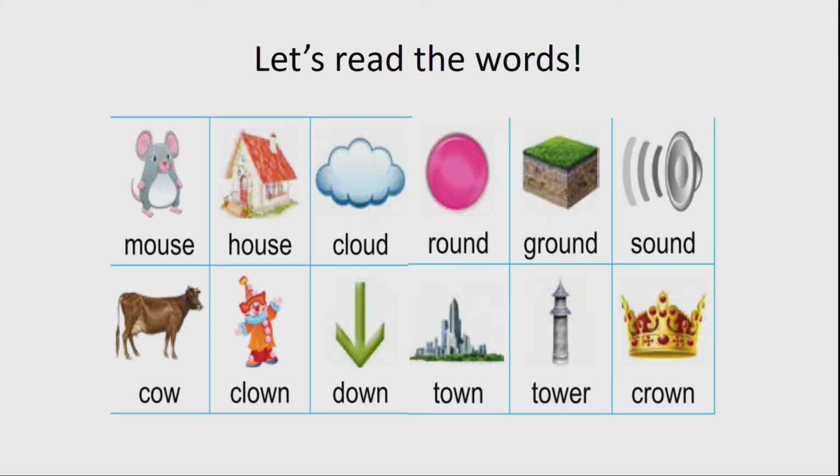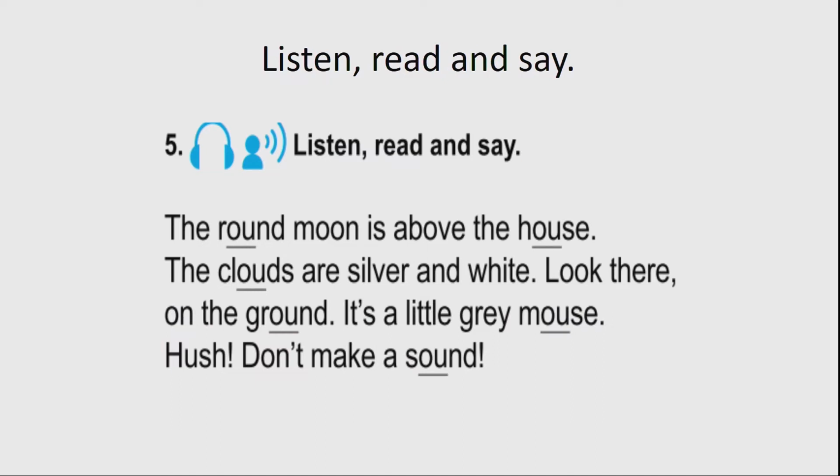Let's read words together. Mouse, house, cloud, round, ground, sound, cow, clown, down, town, tower, crown. Good job. Now, listen, read, and say. The round moon is above the house. The clouds are silver and white. Look there on the ground. It's a little grey mouse. Hush! Don't make a sound.